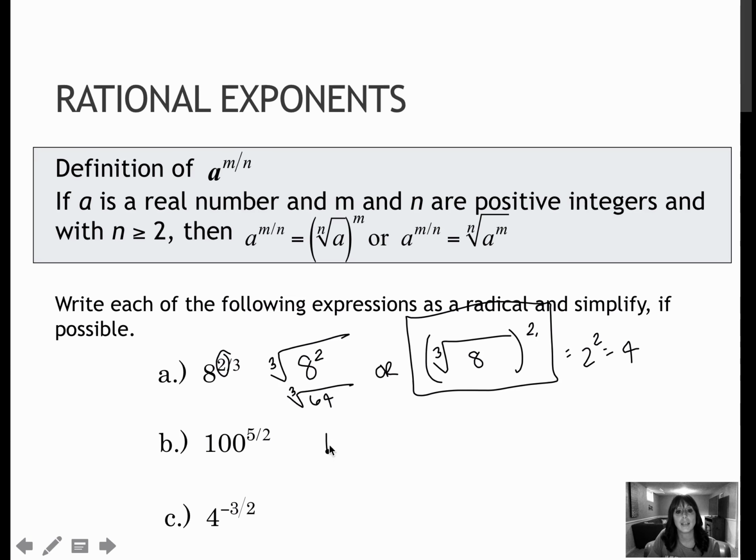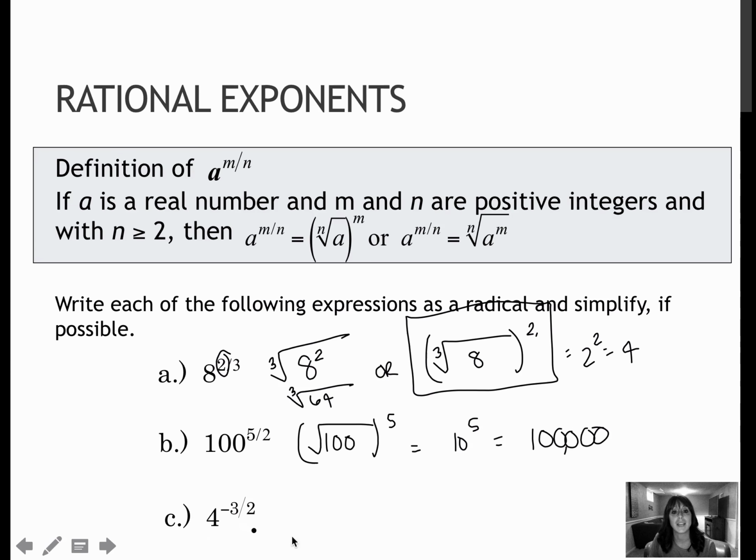So for instance, in my 100 to the 5/2, that means take the square root of 100 to the 5th power. So instead of taking 100 to the 5th, which is obviously a large number, and then taking the square root, I'm going to make it easy on myself, take the square root of 100, which is 10, and then 10 to the 5th would be a 1 with 5 zeros, so 100,000.